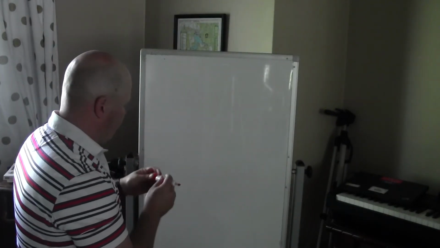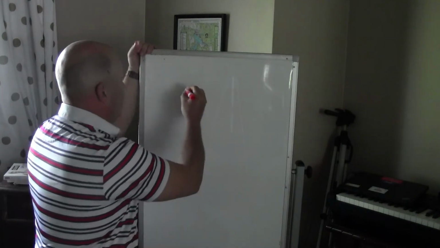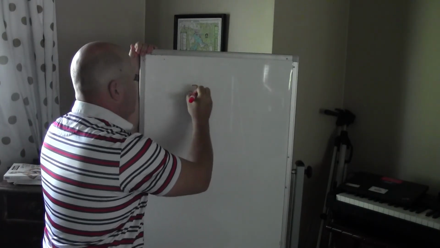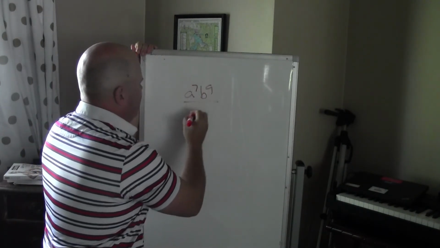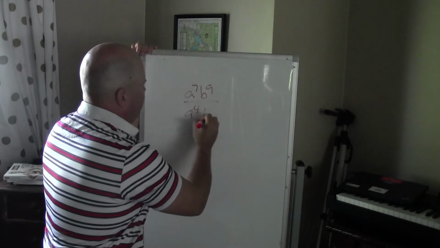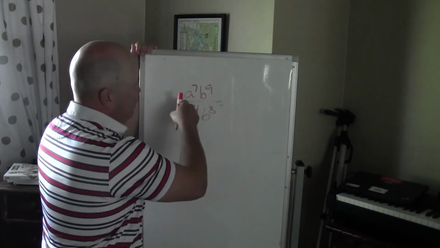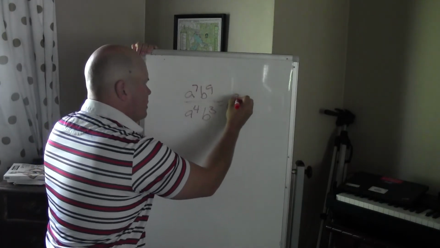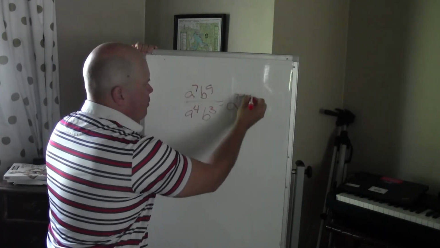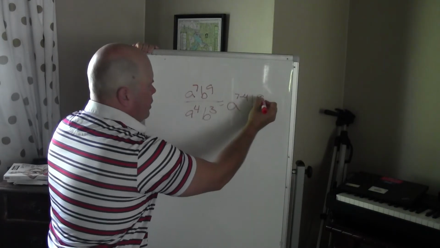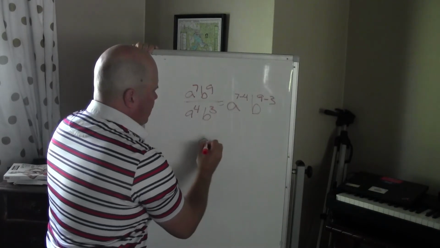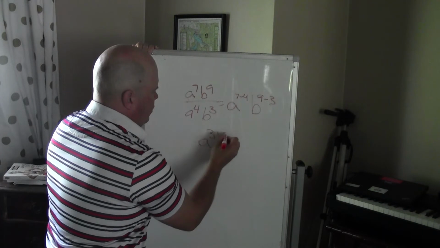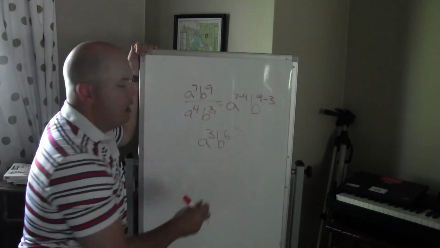Let's do one more, then I'll let you guys go have at it for the day. Let's go a^7 b^9 divided by a^4 b^3. Again, I'm going to move my base number here. I'm going to subtract my exponents, 7 minus 4. I'm going to move my base number here, and I'm going to go 9 minus 3, and that gives me a^3 b^6. And I'd be done.